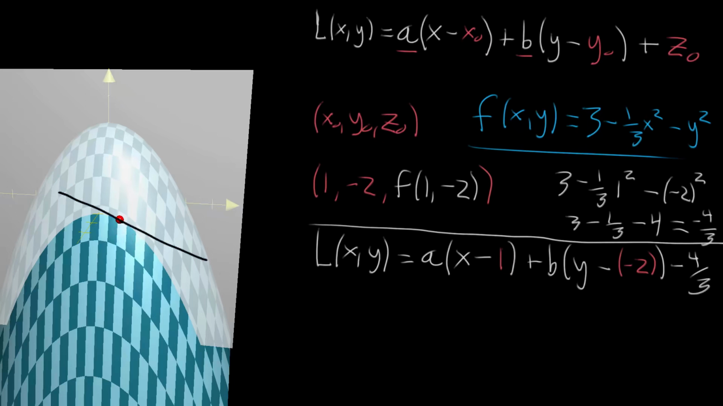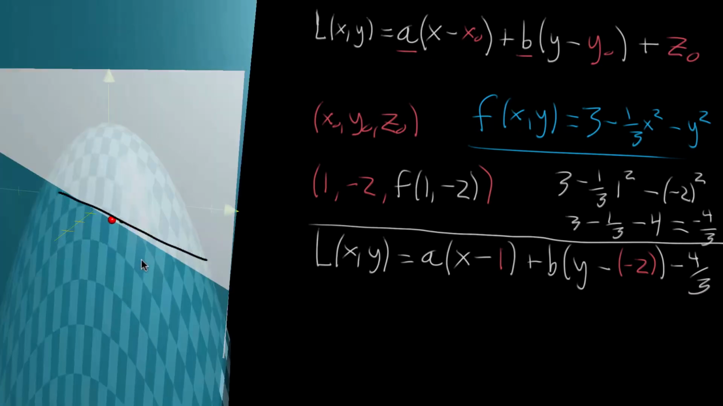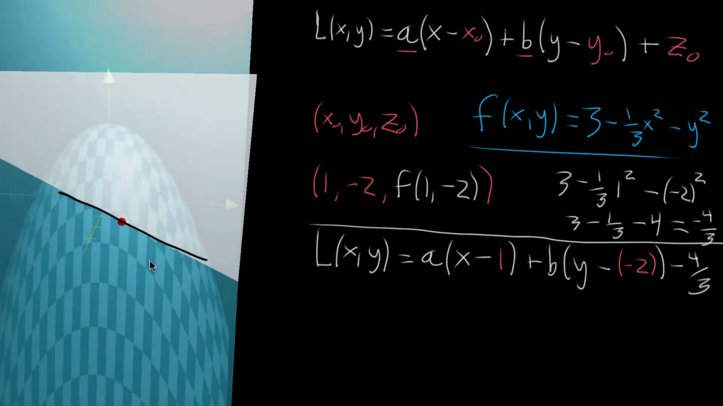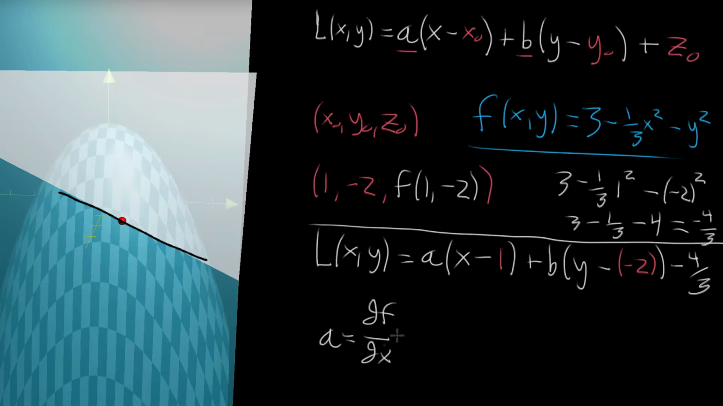So that's what the partial derivative with respect to x is telling you. And what you want when you look at the tangent plane is that the tangent plane also has that same slope. So you can specify over here and say we want a to be equal to the partial derivative of the function with respect to x evaluated at that special point, 1, -2.